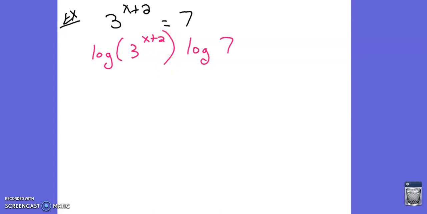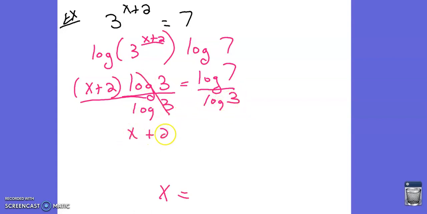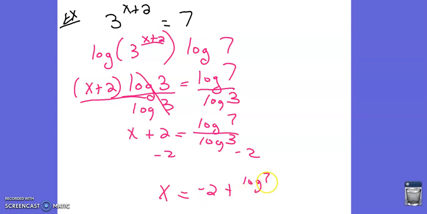And if you apply the properties of logarithms, remember what to do with the exponent. That's the same thing as if I bring it out to the front. And remember, keep in mind, I'm trying to solve for x. So we're going to divide both sides by log 3. And then we're just going to minus 2. So negative 2 plus log 7 over log 3.